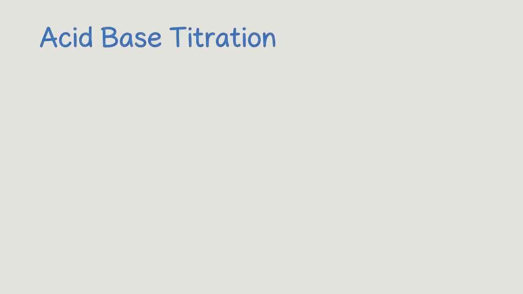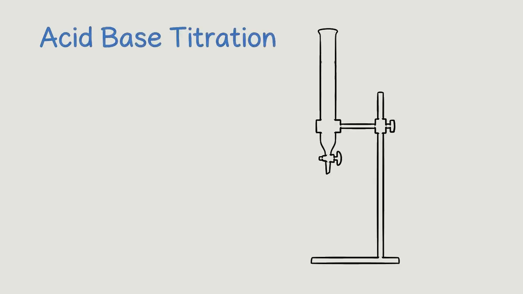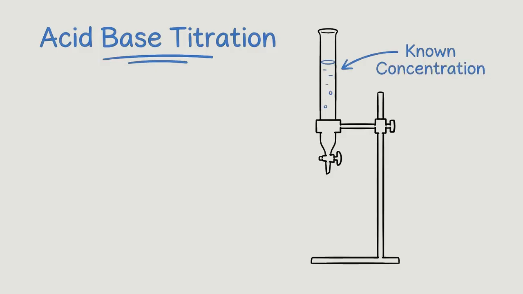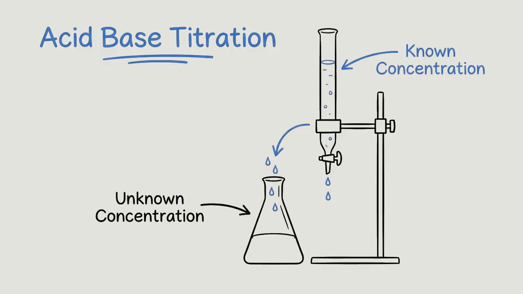An acid-base titration is a method for finding the concentration of an acid or a base when you don't know it, but you do know the concentration of another solution that reacts with it. The entire idea rests on counting moles through a neutralization reaction.